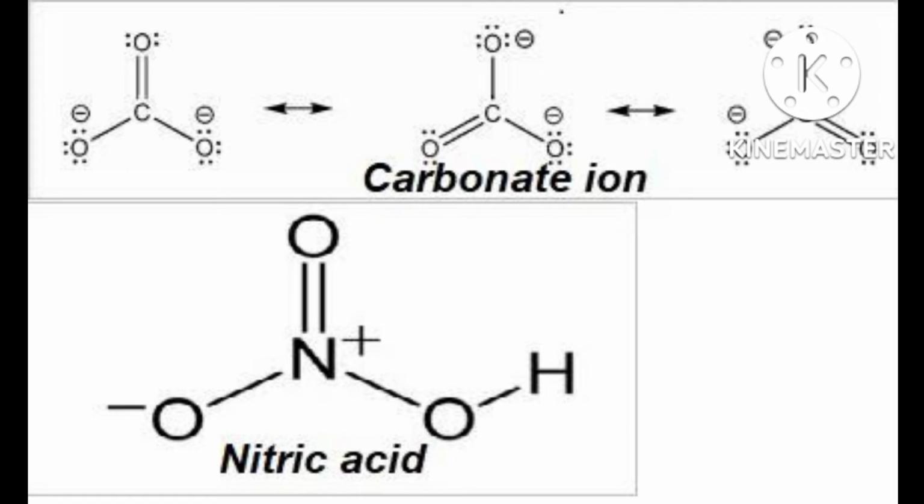The octet is not completed. In the same way, boron trichloride, BCl3. Here boron has atomic number 5, 1s2 2s2 2p1. The outermost orbit has 3 electrons, so the valence electron count is 3. Then it can make a maximum of 3 single bonds, and that is actually happening.